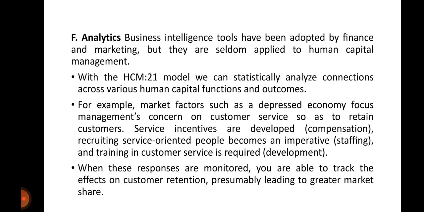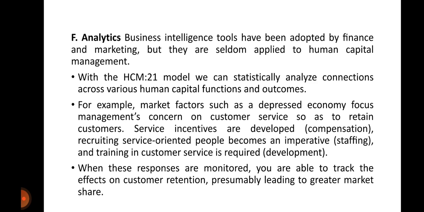So let's take the example of the current economy. It is a depressed economy. If you want to still retain your customers, you have to give them good customer service. If you want to give good customer service, you have to train your employees to give better service, and you have to reward them with incentives so that you motivate such behavior. Now this is where HR comes into the picture. Whatever the situation, it can be tackled by the manpower of the organization, and if you have better analytical tools, you can come up with better measures to cope with any situation.